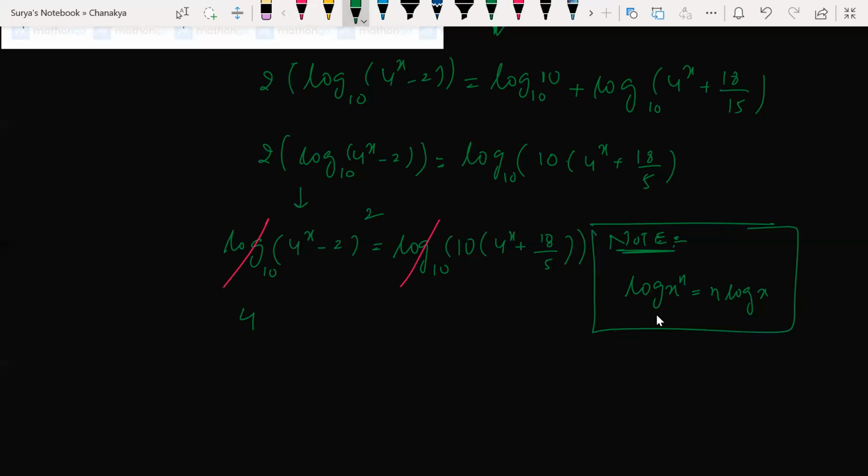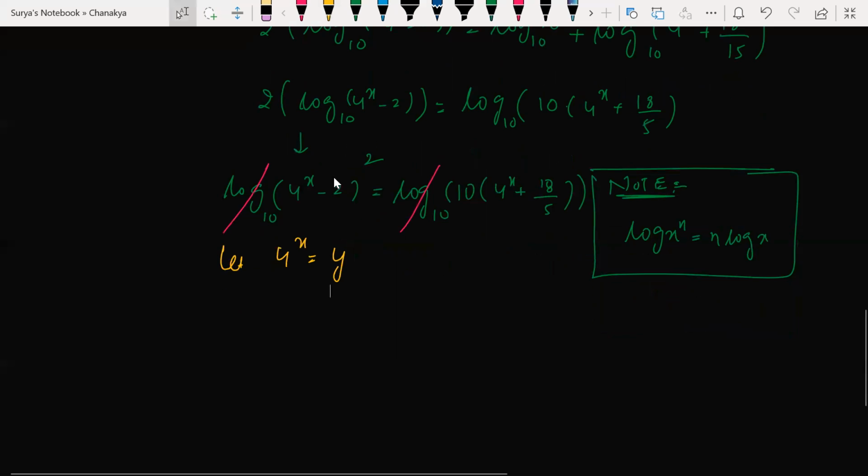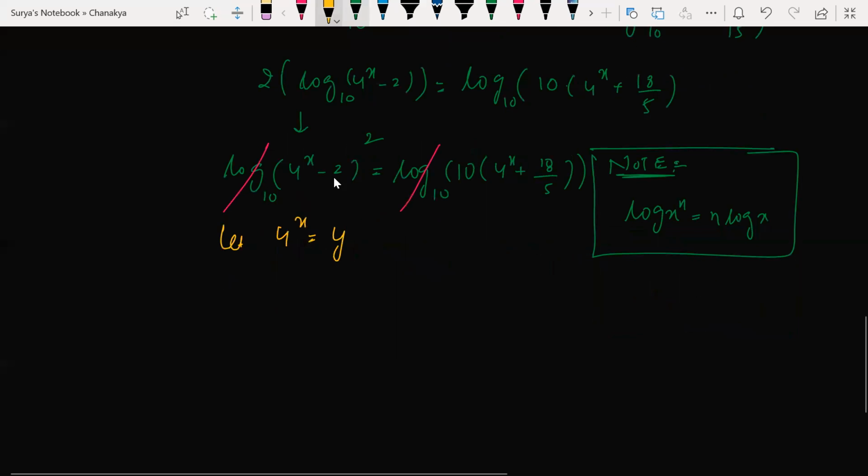So, 4 to the power of x. See guys, I have 4 to the power of x on either side. Let 4 to the power of x be something, any term you take, y or x, anything. I'm taking it as y, so I can write everything in terms of y. Look at this: 10 into y plus 18 by 5.